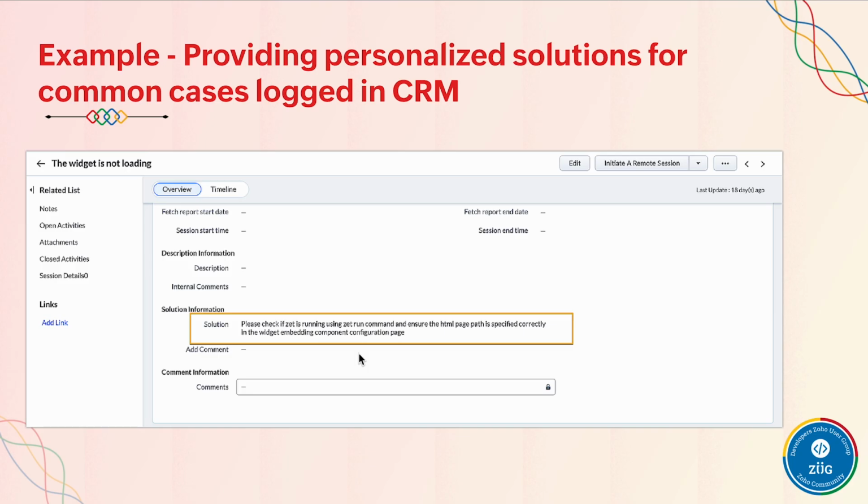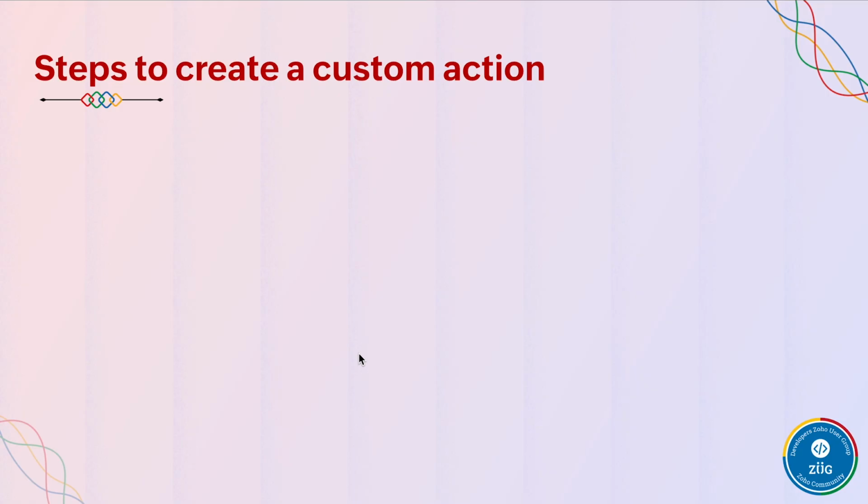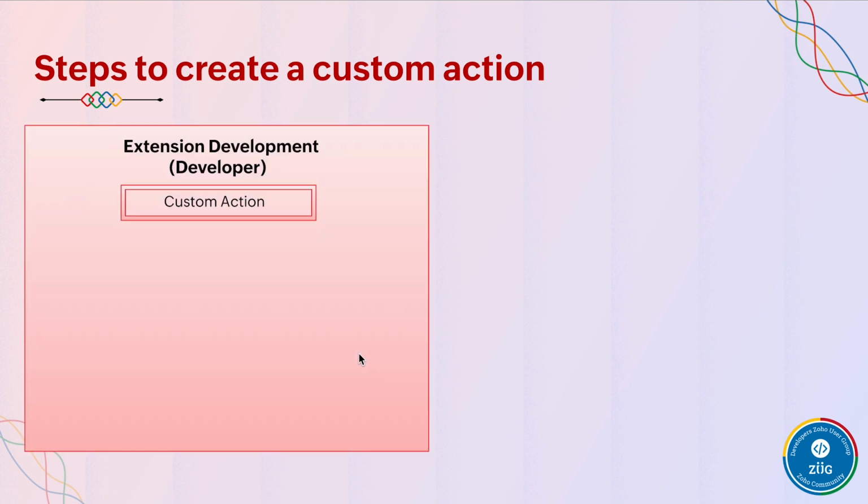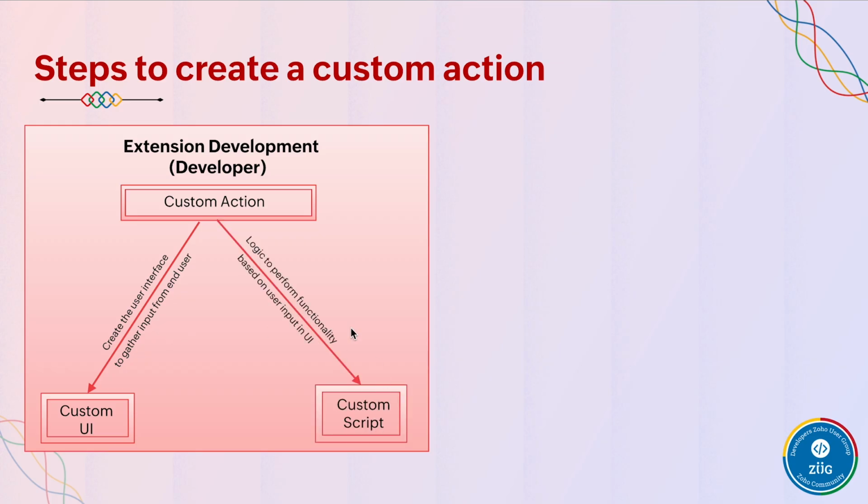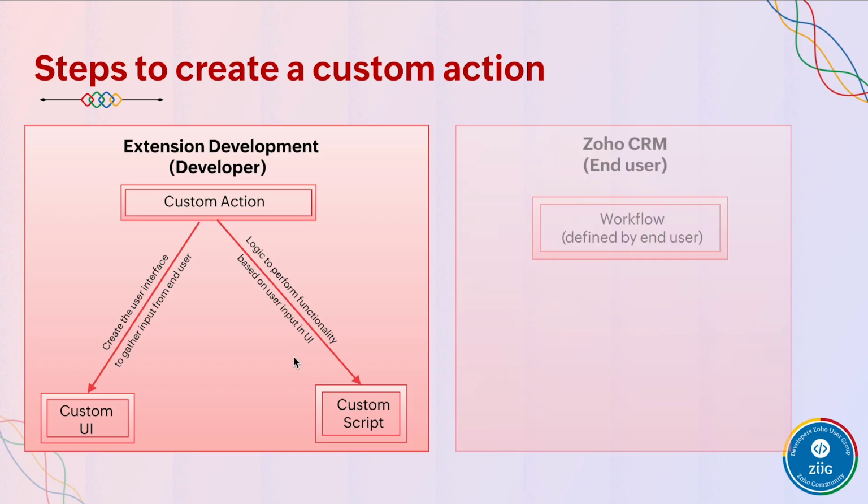Next, I just have the steps that we've discussed, consolidated as part of a slide. Ideally, the steps to create a custom action, as we saw, are: as an extension developer, you create a custom action having a combination of a custom UI to get the personalized input from the end user and a custom script which will help you perform the logical functionality based on the input that will be provided by the end user.